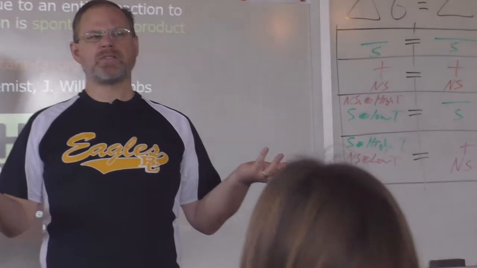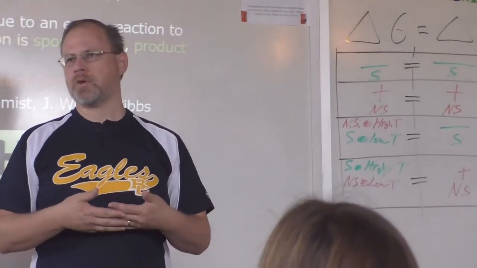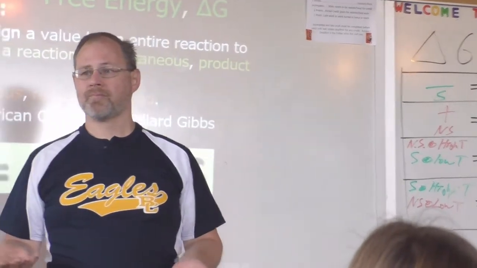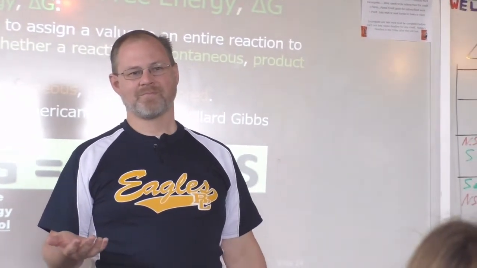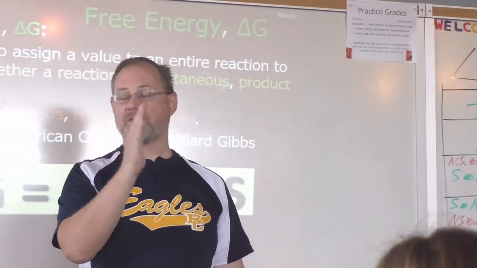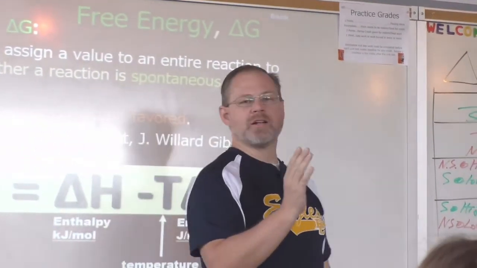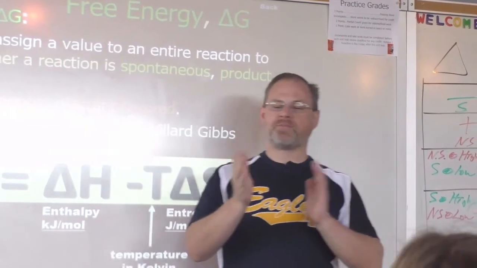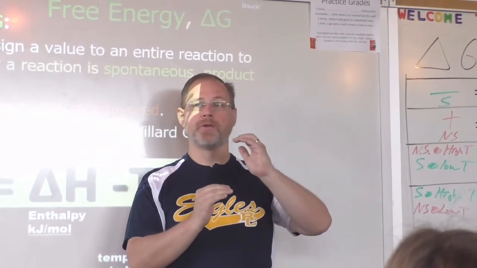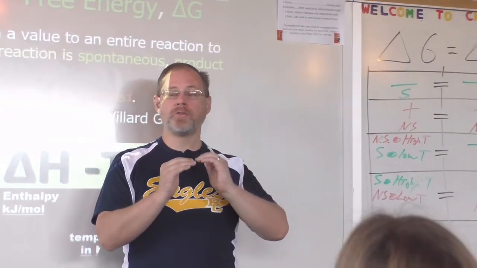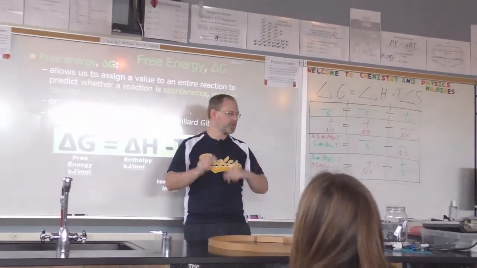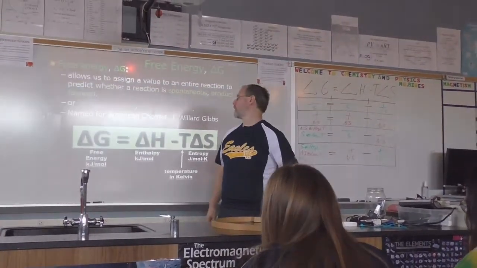What if the temperature makes them equal in magnitude and delta G is zero? It's in equilibrium. That's the tipping point. Let's say the temperature that makes them equal to each other is 200 degrees. That means over 200, entropy is better. Under 200, enthalpy is better. Make sense? We're going to do some sample exercises along those lines. Any questions?